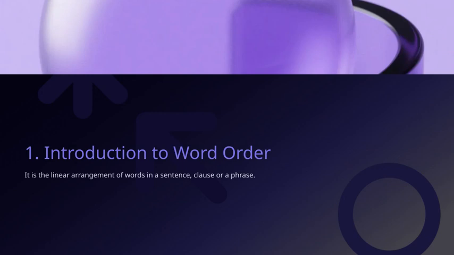Essentially, it refers to how words are arranged in a sentence, a clause, or even a phrase. Think of it as the backbone that holds the structure of our language together. The way words are ordered can change the meaning of a sentence entirely, so understanding this is crucial. As we move forward in this presentation, you'll see how different languages have different rules for word order, which influences how we communicate and interpret meaning. Recognizing this pattern helps us appreciate the nuances of language and how it shapes our understanding of what's being said.